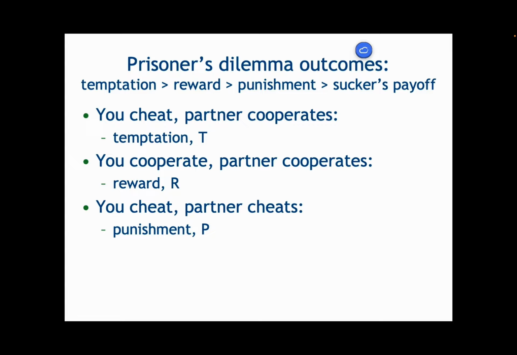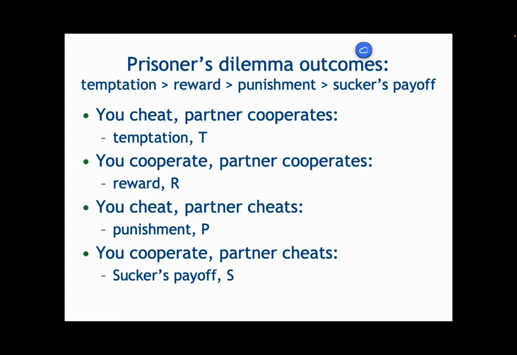It's not ideal, but the punishment is still better than what we call the sucker's payoff. So if you had cooperated, but your partner had ratted you out, had cheated, then you get the worst possible fitness outcome. That is the very worst. So temptation is better than reward, is better than punishment, is better than the sucker's payoff.